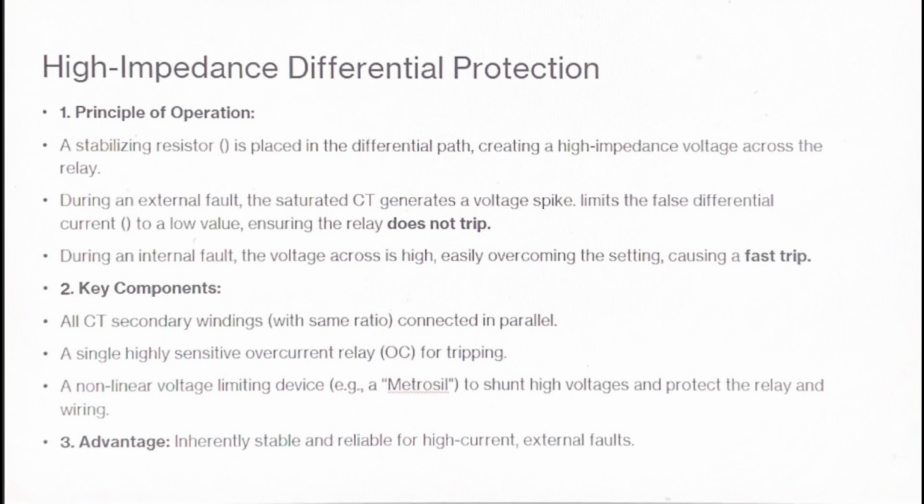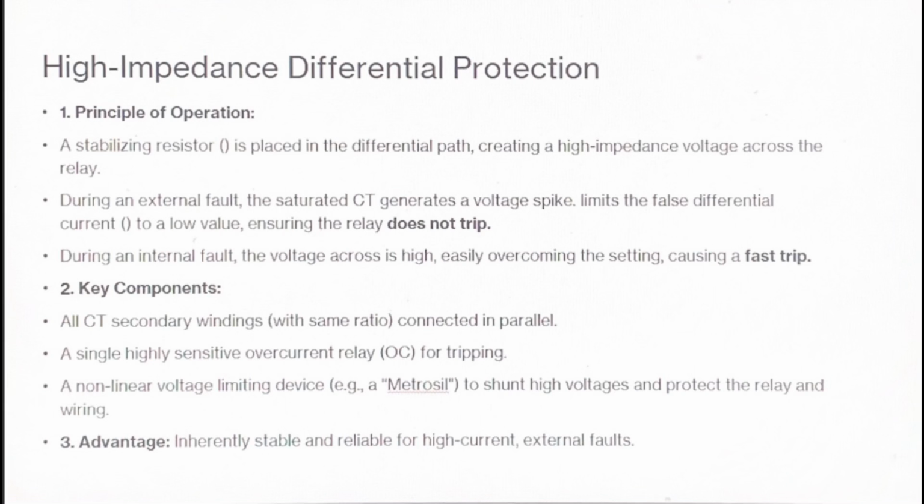High impedance differential protection. The high impedance scheme is the classic traditional method, prized for its inherent stability. The main idea is to include a stability resistor in the differential path, which creates a high impedance voltage across the relay. During an external fault where CT saturation is the risk, this high impedance does two crucial things. One, it limits the small false current caused by the saturated CTs to a level far below the relay's pickup setting. This ensures the relay does not trip. Stability is maintained.